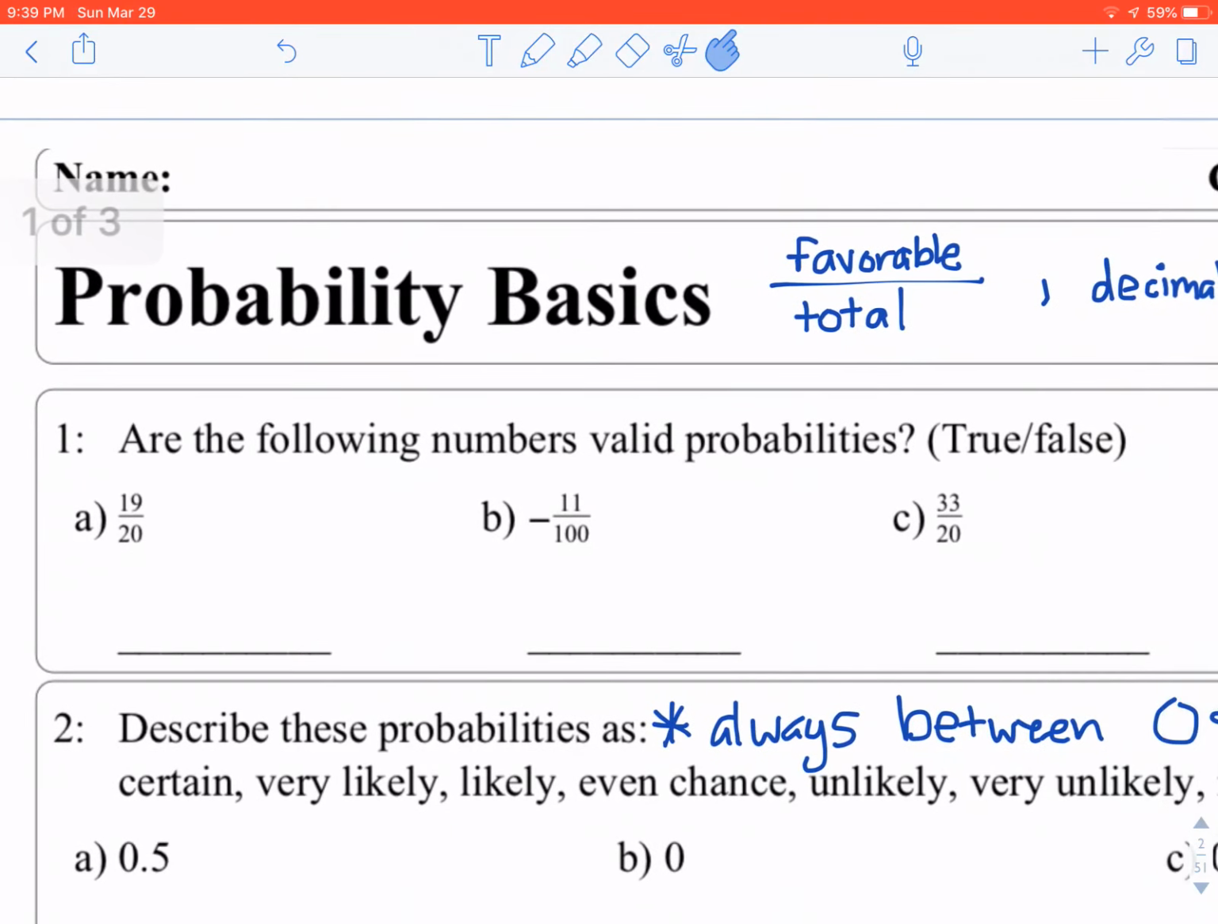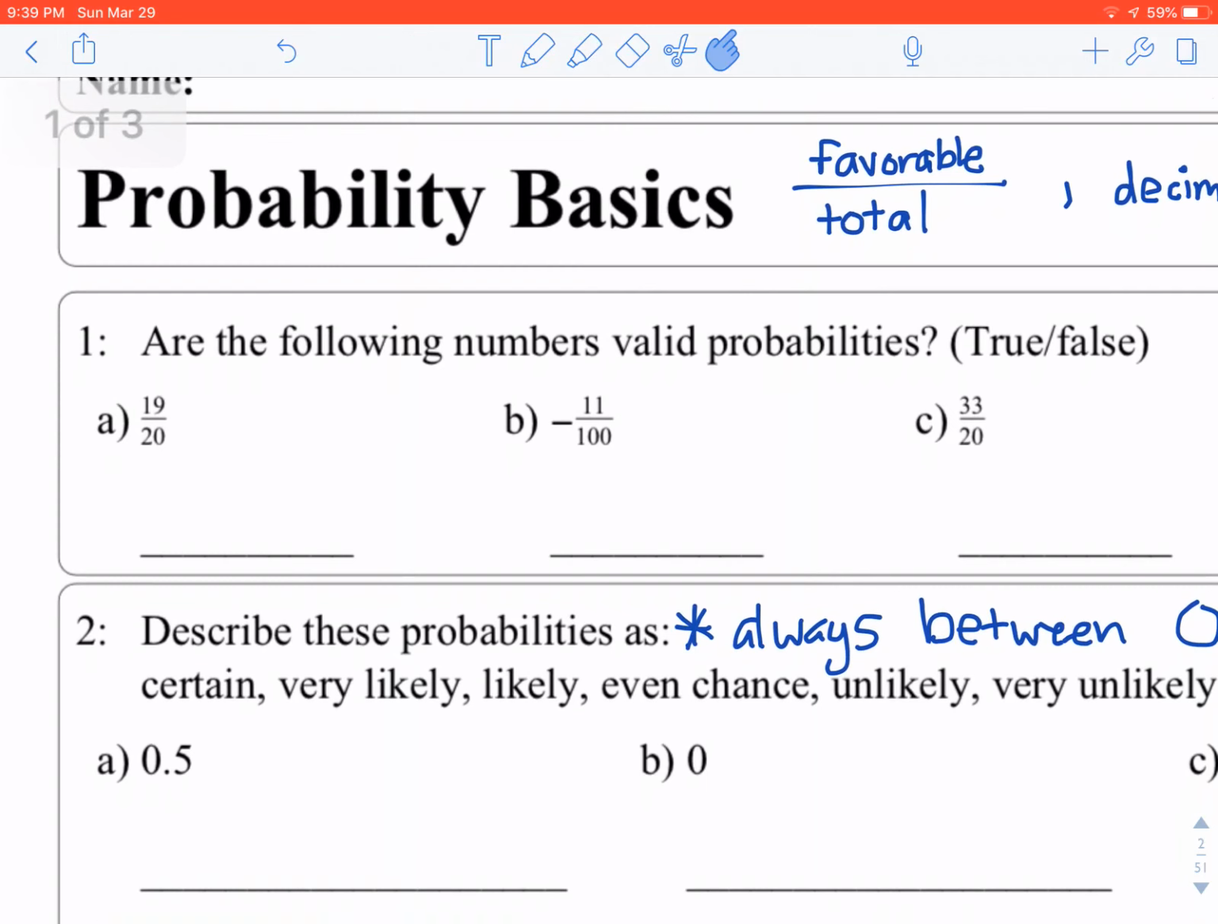Okay, so number 1, I have 3 examples here, and they want us to answer if the following numbers are valid probabilities. So just a simple true or false. Letter A is 19 over 20. So if you take your calculators and type in 19 divided by 20, we want to convert that to a decimal. So you're going to ask, is 0.95 between 0 and 1? Yes. Because that is between 0 and 1, that is true. That is a valid probability.